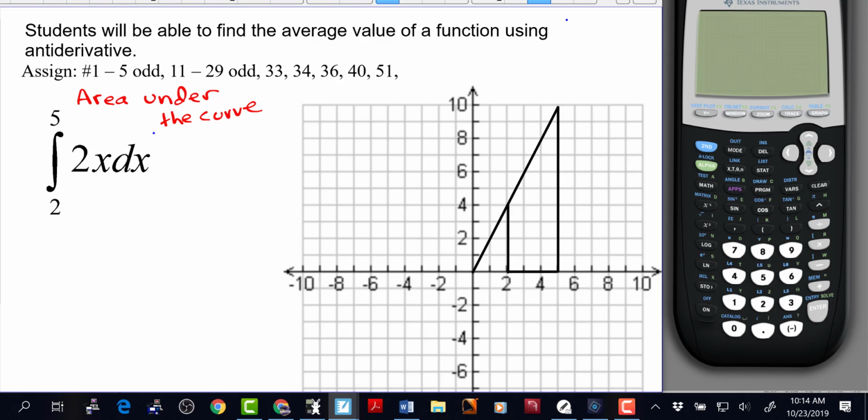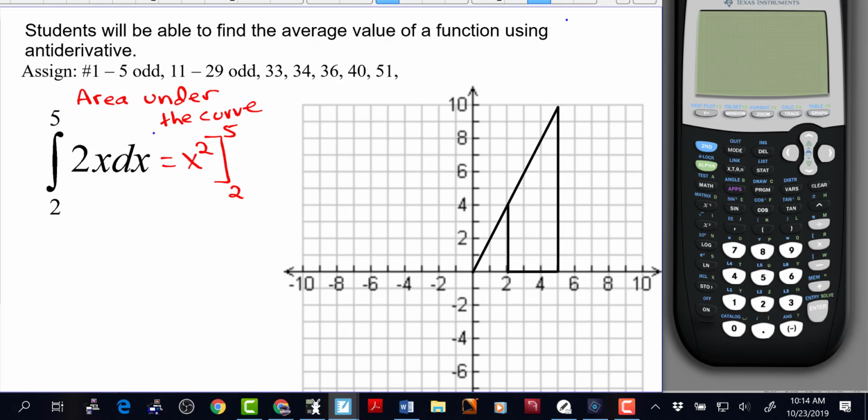We have a line. So we finally get to a section where we're actually doing the antiderivative, where we're going backwards with this. So we assume this is the derivative, and we're going to back up to the function. So the antiderivative of this is x squared. The derivative of x squared is 2x. And then we're going to evaluate this from 2 to 5.